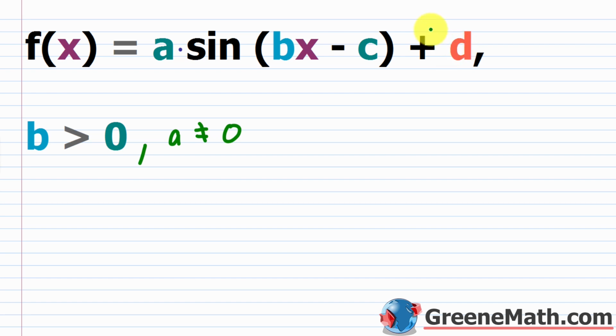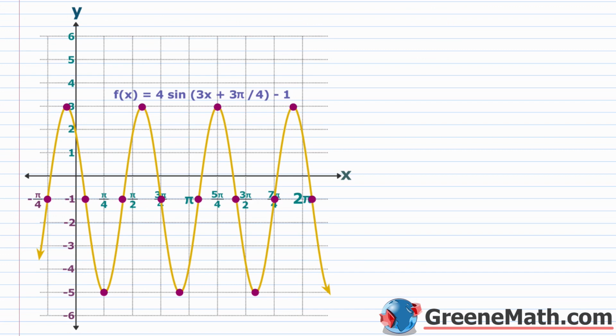So here, because of this plus d, this is a vertical shift. You're going to go up by d units if d is positive. You're going to go down by the absolute value of d units if d is negative. Let's go ahead and look at an example.